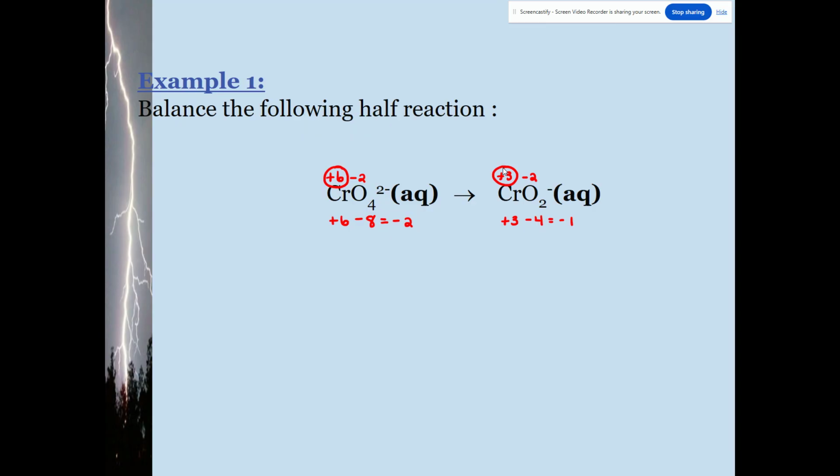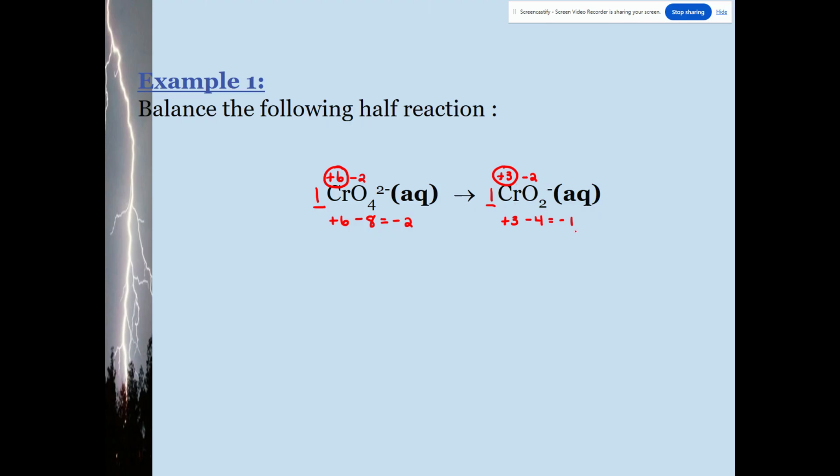Now, what is happening? Oh, wait. What element is changing in oxidation number? The chromium. The chromium is changing from +6 to +3. So I need to make sure I have the same number of chromium atoms on each side. There's 1 chromium atom on my reactant side and 1 chromium atom on my product side. So they are balanced. You could, if you wanted to, put a 1, just to remind yourself that, yes, I checked and made sure that the number of atoms of chromium is the same on each side.